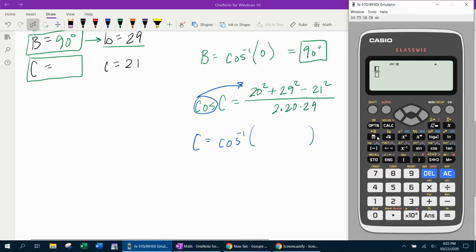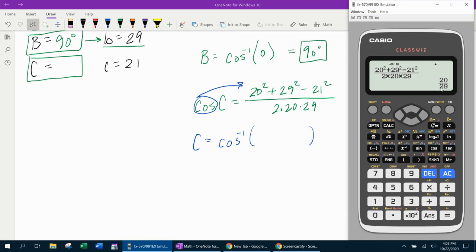Let's see here, as a fraction, 20 squared plus 29 squared, and so on. Okay, 2 times 20 times 29. Equals, and I'm going to leave that a simplified fraction.